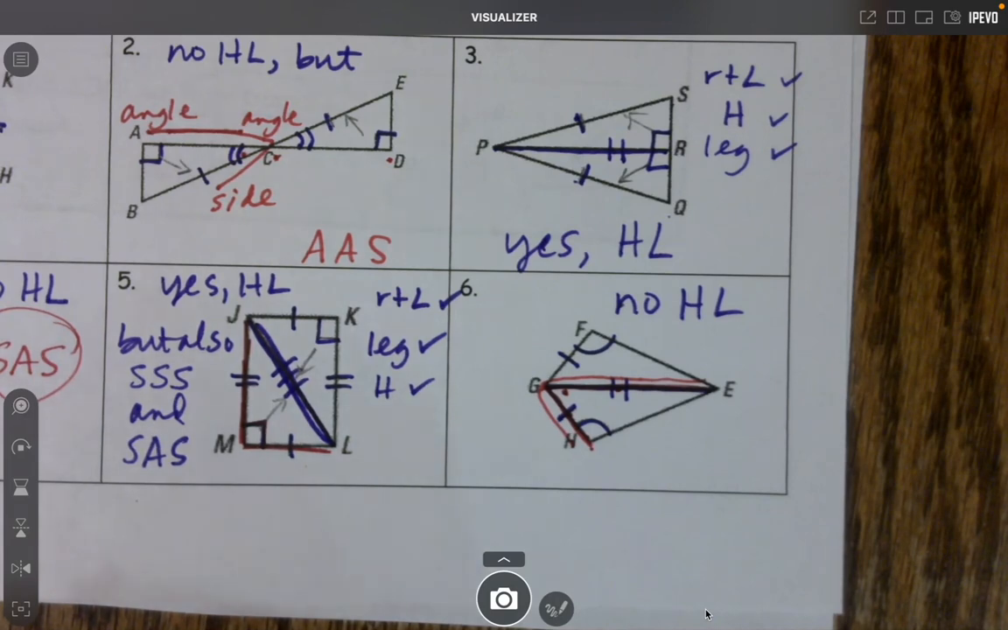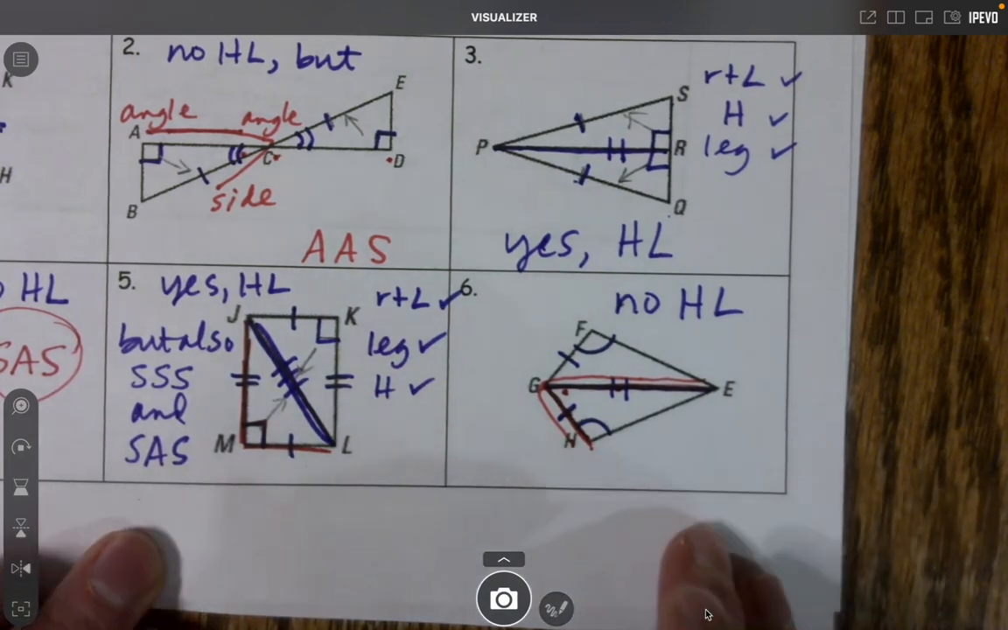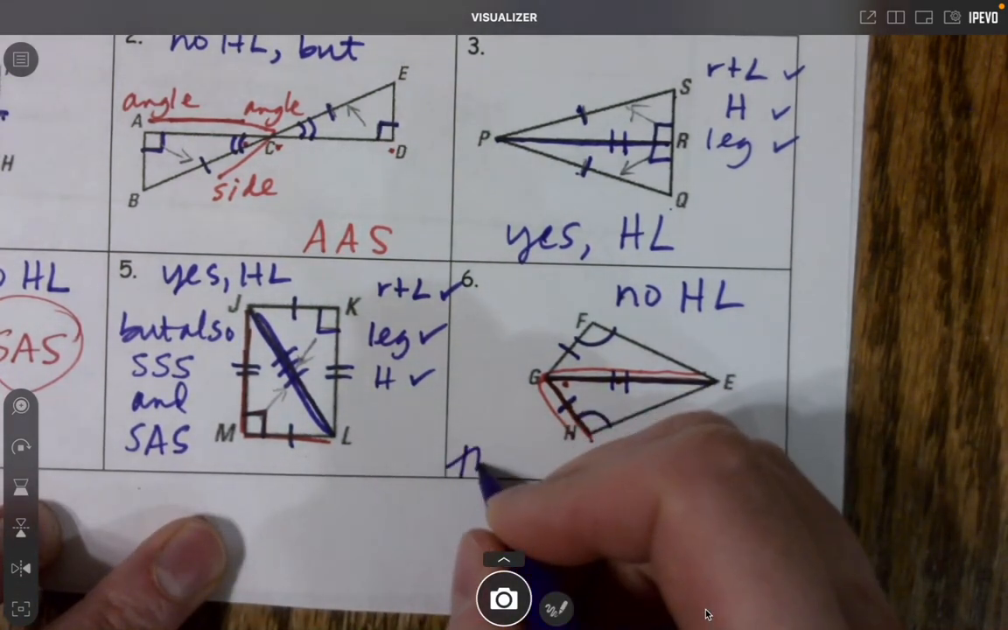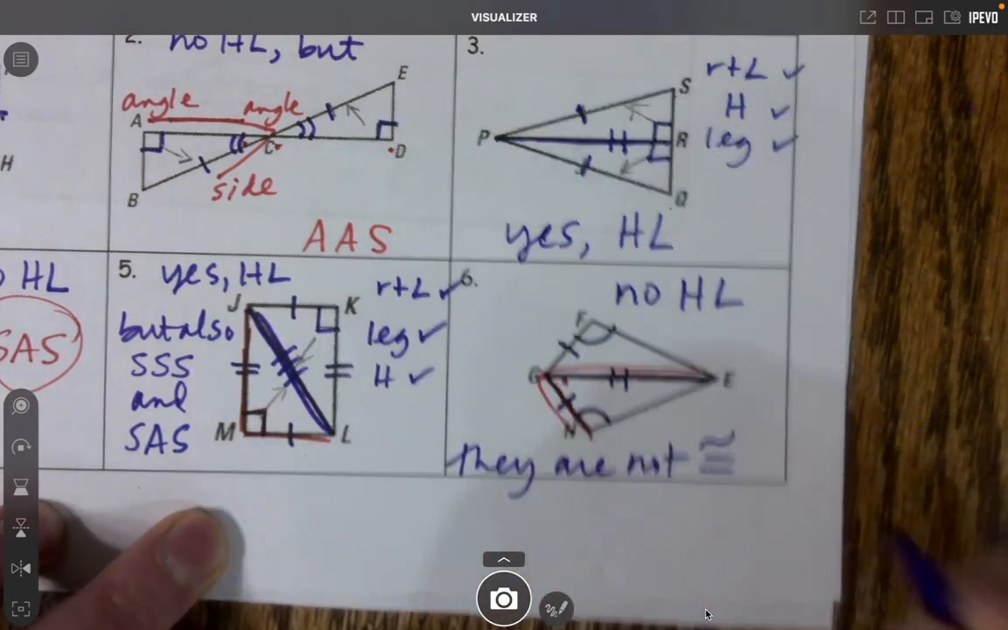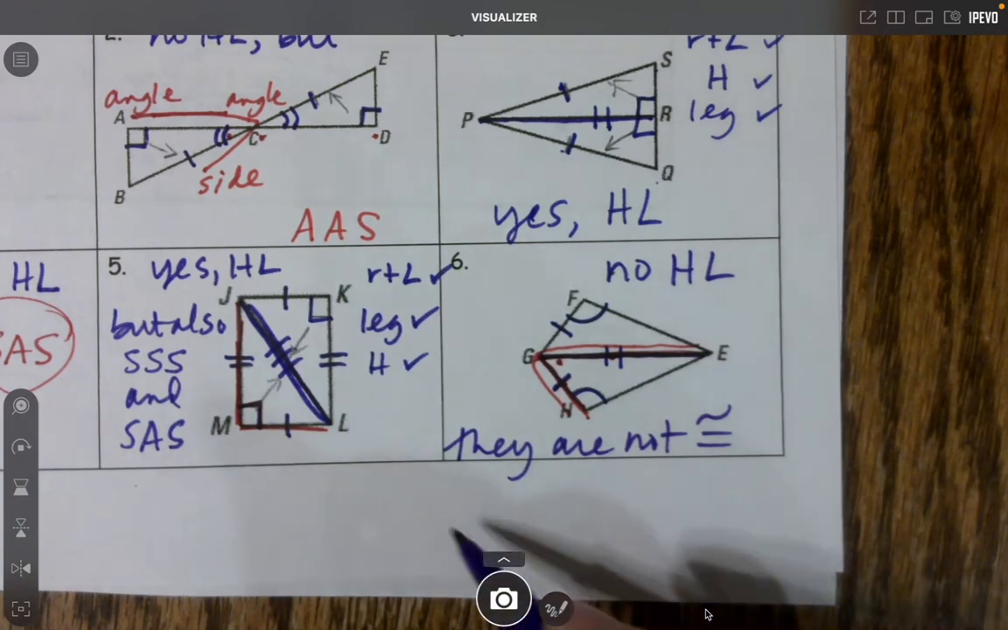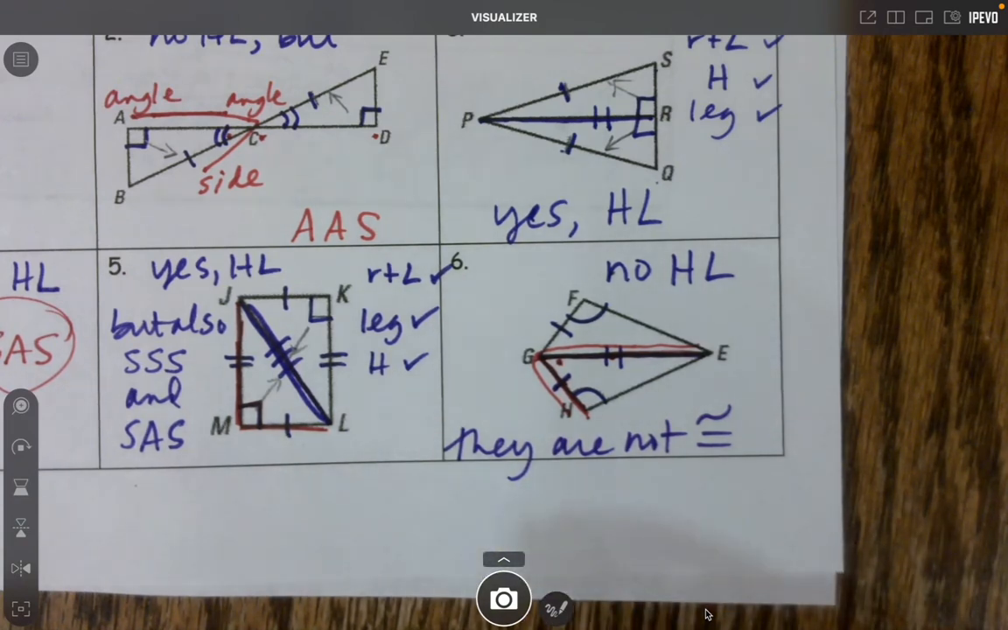So these do not have congruency. They are not congruent, or we don't have proof they are congruent. They could totally be congruent. They look congruent, but we don't have any proof. So we'll have to say nope, not congruent triangles.